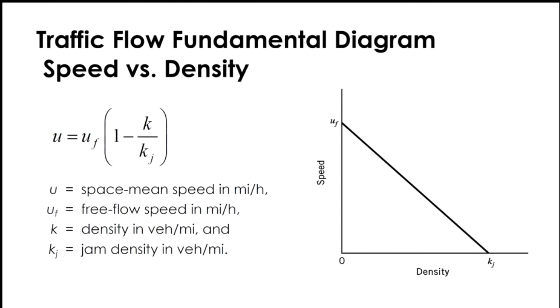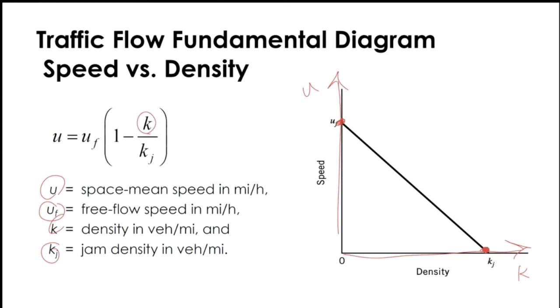So U represents a speed, so y-axis is U. UF is the free flow speed. It's this point where the density is 0, speed is maximum. K represents density, and it's shown on the x-axis. And Kj is jam density, which is basically the maximum density we can get when the speed is 0, when traffic is actually at the gridlock level, and everyone's stopped, what would be the maximum density?